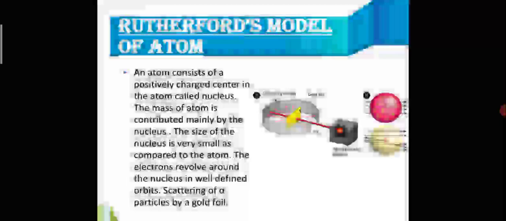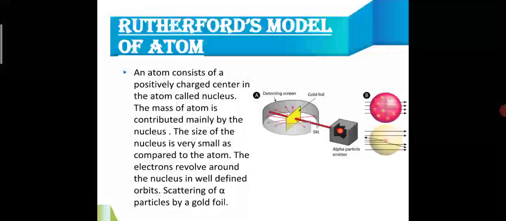Rutherford's model of an atom. An atom consists of a positively charged center called the nucleus. The mass of the atom is contributed mainly by the nucleus. The size of the nucleus is very small as compared to the atom. The electrons revolve around the nucleus in well-defined orbits. Scattering of alpha particles by a gold foil: this is the experiment performed for Rutherford's model.